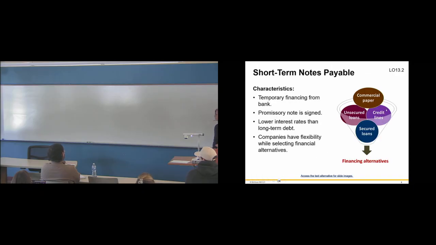All right, so some examples of short-term notes payable. And then I'm going to head right into the brief exercises, and we're going to work on a couple of activities there. So some characteristics, and you can see there are different classifications or categories of short-term notes payable. Basically, this indicates some kind of temporary financing with a bank or some other financial institution. A promissory note is signed. What's a promissory note?